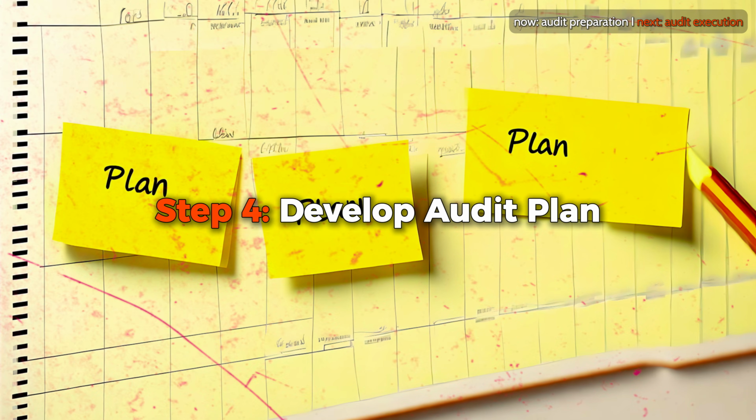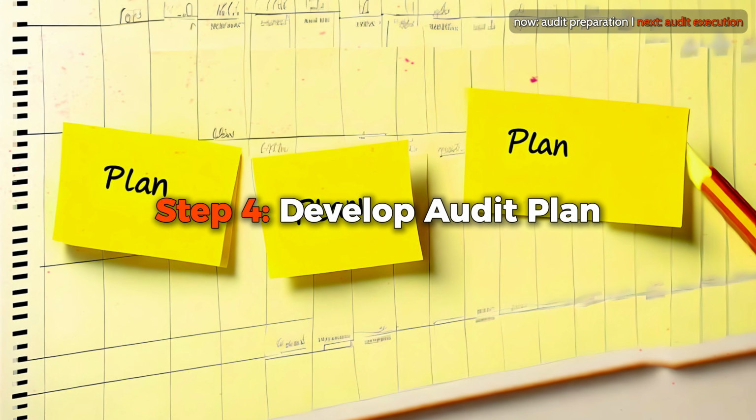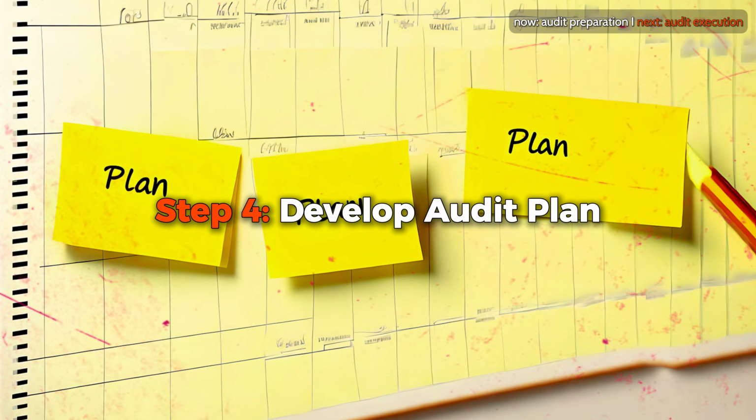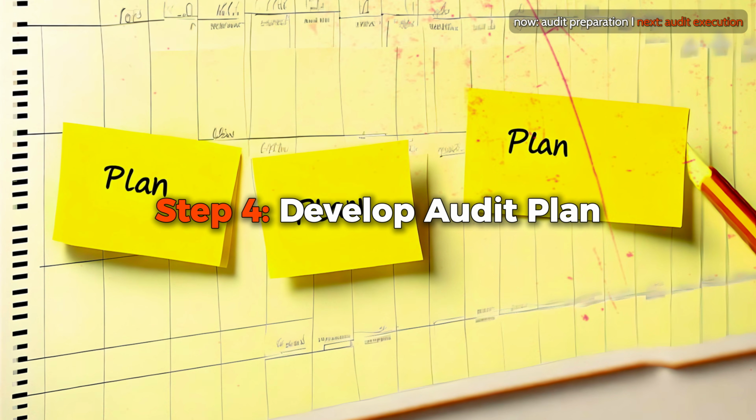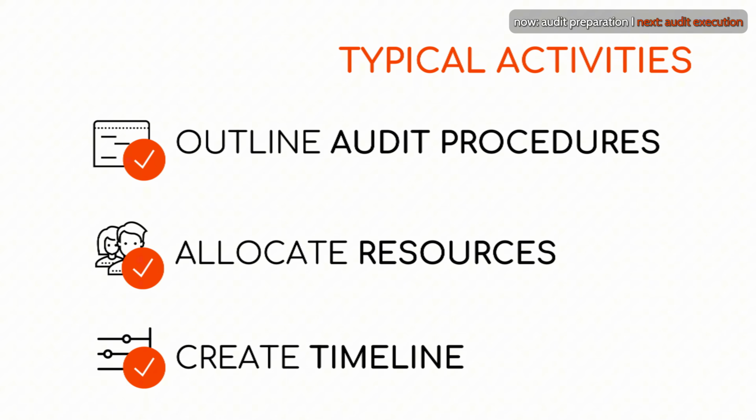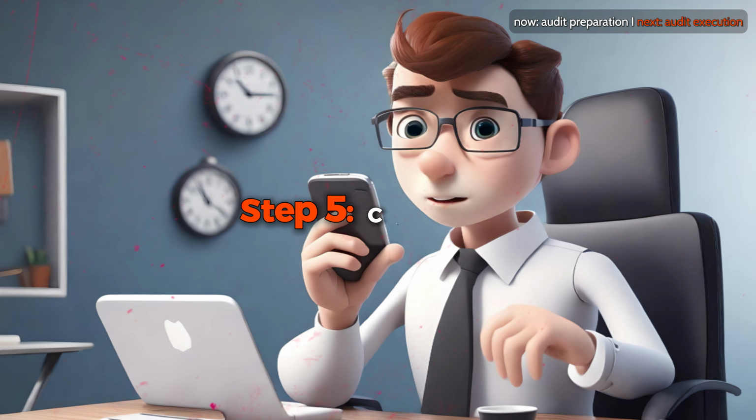Step 4. Develop an audit plan that maps out your approach, methodology, and dates. It is like laying down the game plan. Remember to prepare an audit agenda too. Typical activities: outline audit procedures, allocate resources, and create a timeline for smooth execution. Flexibility is key.